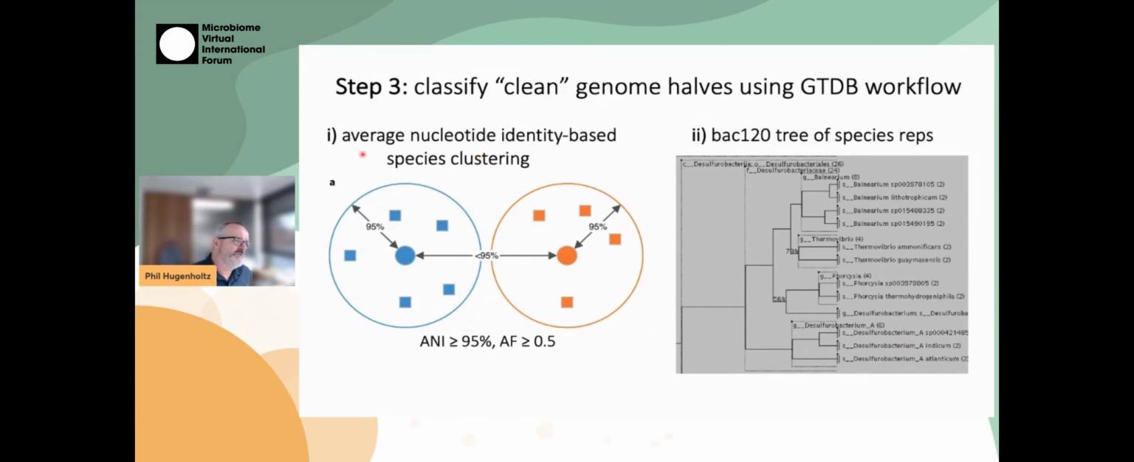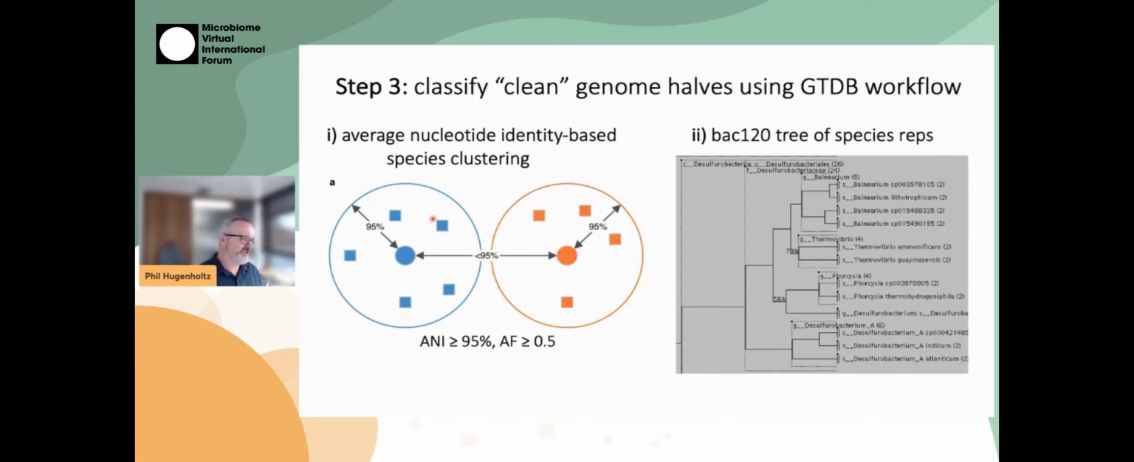First of all, we take all of the genomes and, using average nucleotide identity greater than or equal to 95% and an alignment fraction greater than or equal to 0.5, we cluster them into species by these metrics. This reduces the total number of genomes that then need to be analyzed via a phylogenetic tree. We then use 120 markers that are conserved amongst bacteria and make a concatenated tree of just the species reps, which are the circular dots here.